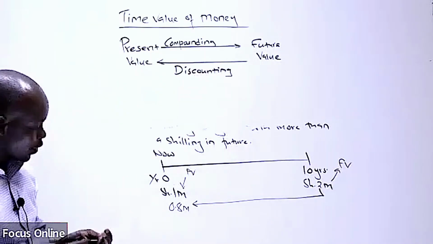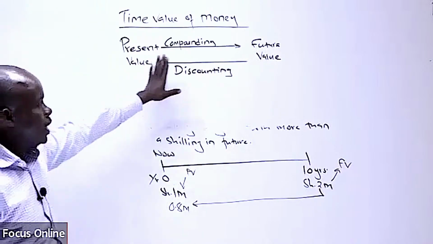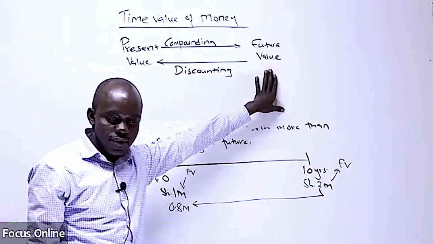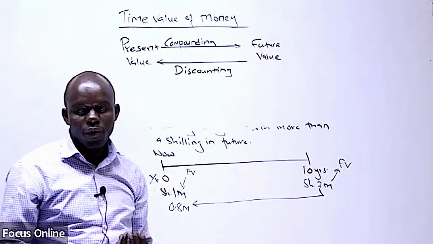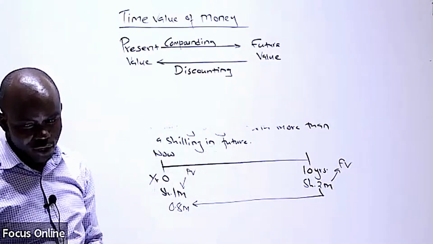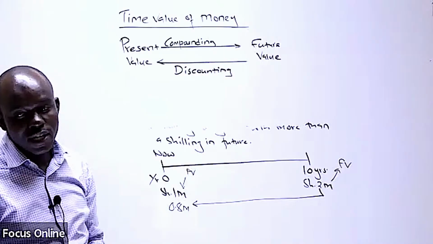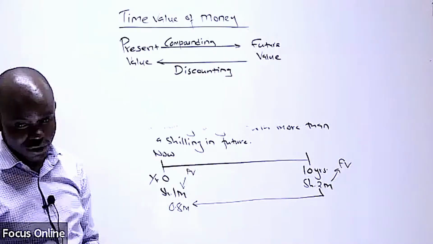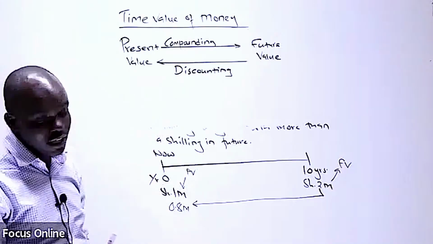And I've said, when you are given an amount in present value terms and another amount in future value terms, and you're supposed to compare the two, you cannot compare when they are not in the same form. You're supposed either to convert them to present value or to future value and make a decision or a conclusion. That is all about time value of money.